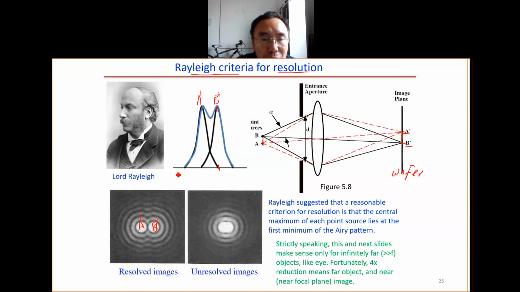Other criteria are kind of arbitrary. You can see something different. We say less than or more than that. But this is a rough estimation of whether two spots can be resolved or not.